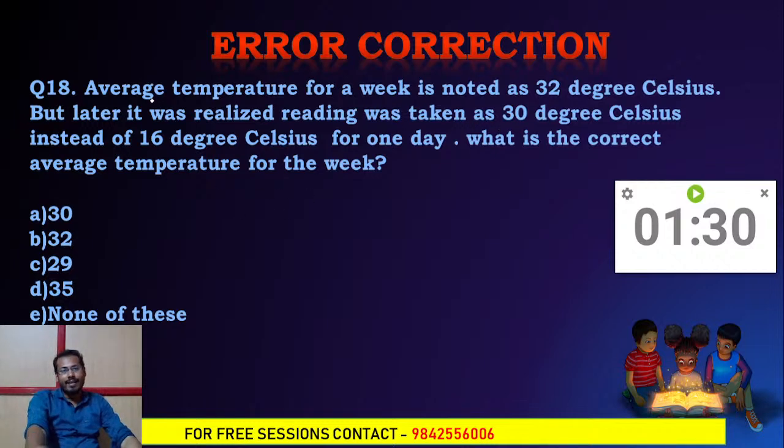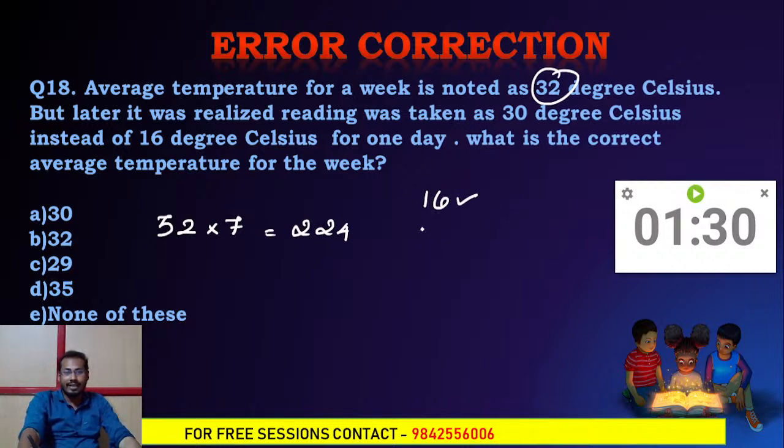Look at this. Actually 32 degrees Celsius for a week. That means for 7 days it is 32. Each day is 32, 32, 32, right? So what is 32 into 7? 224. Correct? Now, one day was taken wrongly, okay, as 30 instead of 16. So which is correct here? We have to take 16. But they wrongly took 30 degrees Celsius. This was wrong. So 14 degrees Celsius was taken extra.